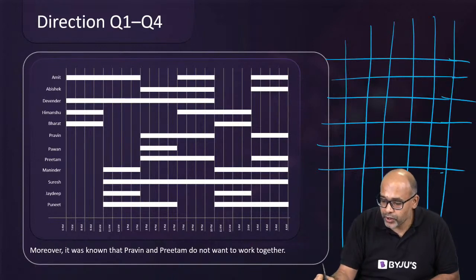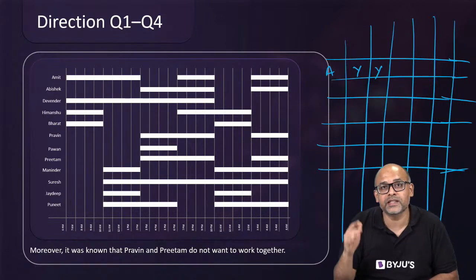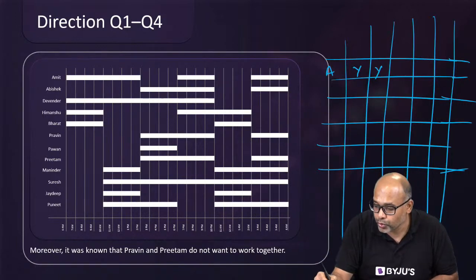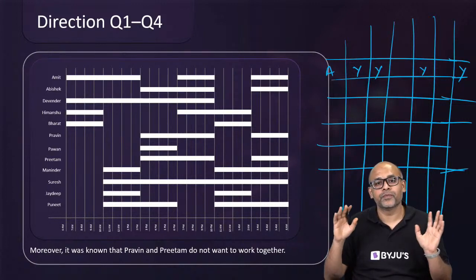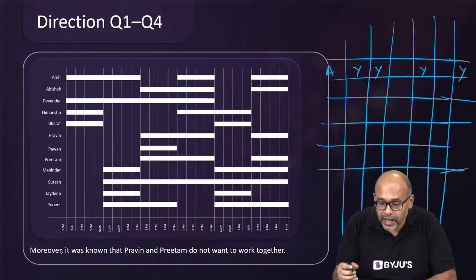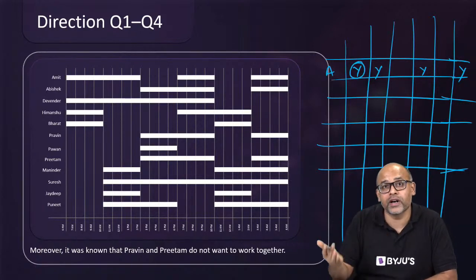Okay. Now if you start with Amit: yes, yes. Yes means available. Then no. Then yes, no, yes. Make a table like this. Done. Your table will be done. Now put a circle. If you are saying he has to work, you put a circle.